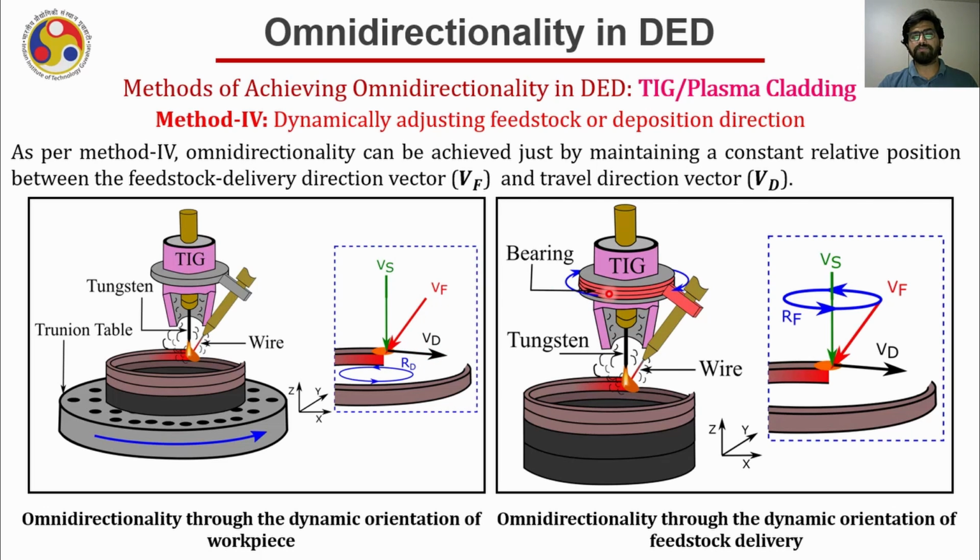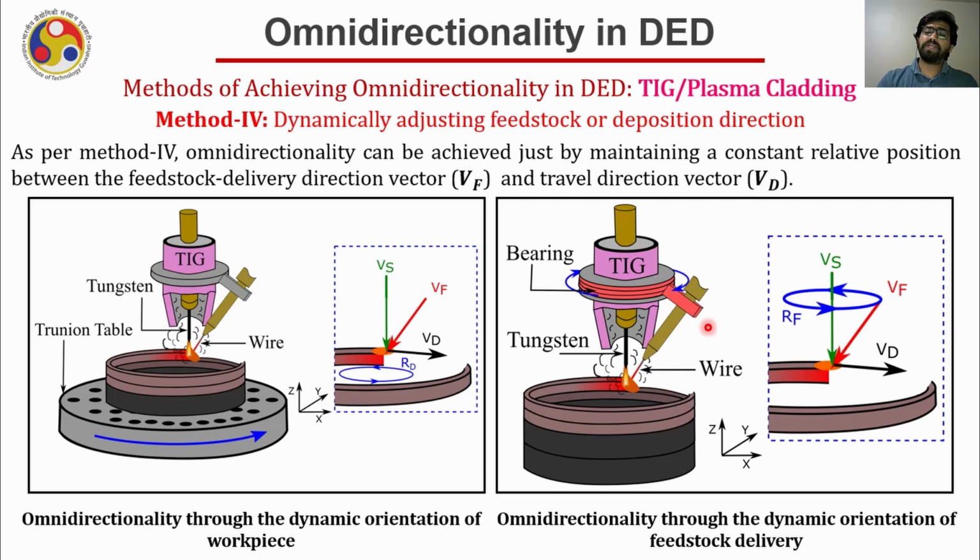In that case, the system will look something like shown in this diagram. Here there is a wire feeder which is attached through the bearing onto the cladding torch, and when required, this wire feeder will rotate. In that case, you can see the vector diagram again, that there is a green vector corresponding to the fusion source and the red vector corresponding to the wire, and VD is the deposition direction. Now if the deposition direction changes, this VF will also rotate, and it will maintain the angle between VF and VD.